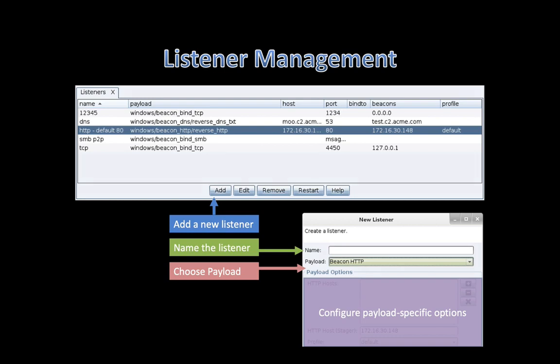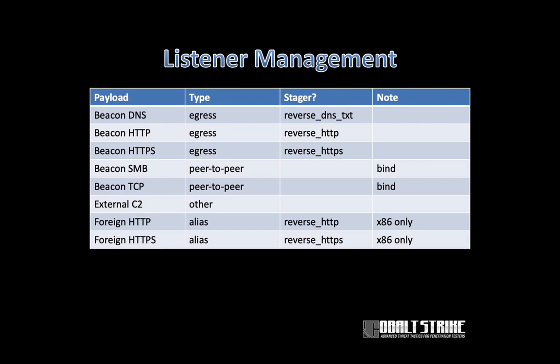I want to foot stomp the name piece for just a moment. The name is very important because it is what your teammates will see when they are using the tool. And it is very important that the name is descriptive enough that your teammates know the purpose of the listener and have an idea of its characteristics and potentially performance limitations as well. When you select a payload type, the new listener dialog will change to have payload-specific options that you can configure. This slide summarizes the types of payloads in Cobalt Strike that you can create listeners for.